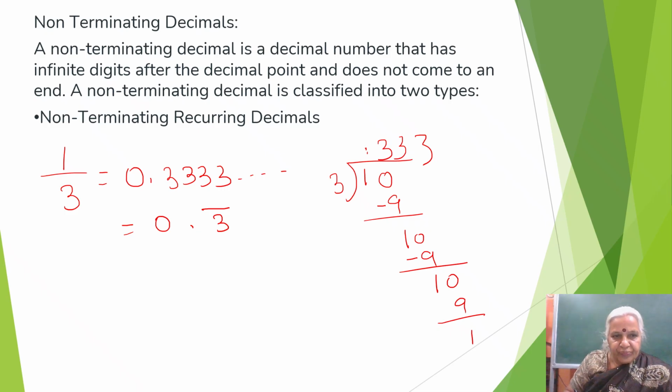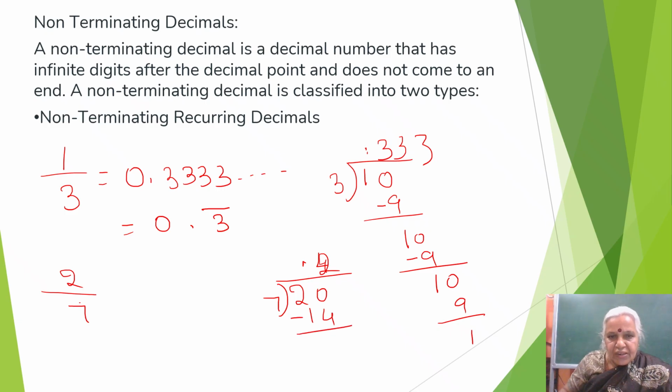Next, it will be 2 by 7. That means if you divide 2 by 7, 0.0, 7 2s are 14 and 20 minus 14 is 6, and since you have put the point already, 7 8s are 56, and then 60 minus 56 is 4.